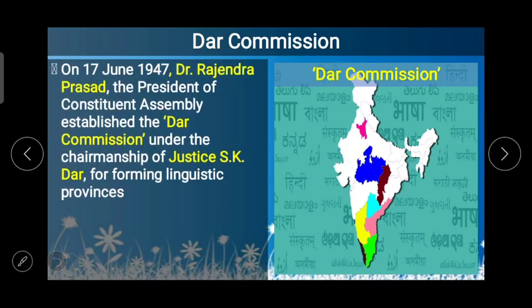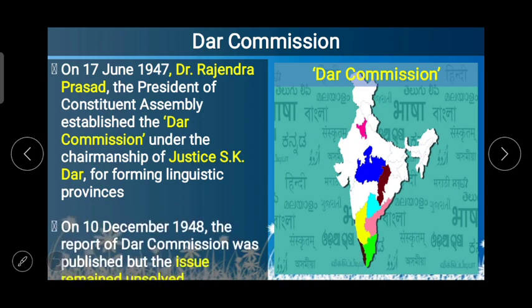Now in the process, on screen you can see Dar Commission. On 17 June 1947, Dr. Rajendra Prasad, the President of Constituent Assembly, established the Dar Commission under the chairmanship of Justice S.K. Dar, and that's why it is known as Dar Commission, because its chairman was Justice S.K. Dar, for forming linguistic provinces.